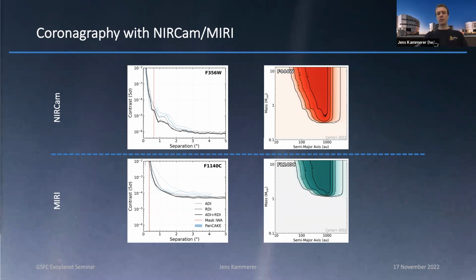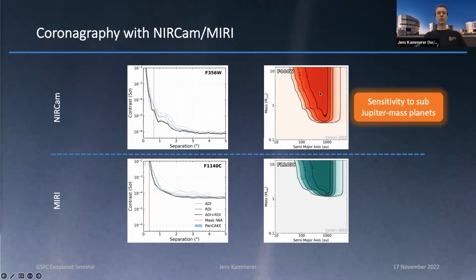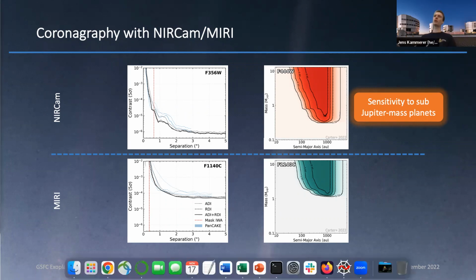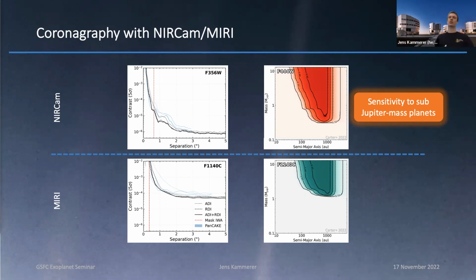But at least for me, the most fascinating plot is the one that shows the detection space in terms of separation and mass limits, because that really shows that with these observations, we can probe down to masses below the mass of Jupiter. And that's really a game changer in the field. Basically all of the known exoplanets that we have directly imaged so far have masses of more than 2 Jupiter masses, often between 8 to 12 Jupiter masses.